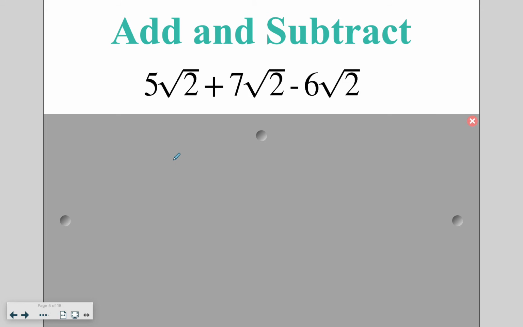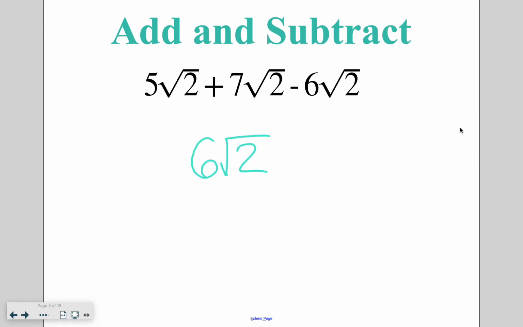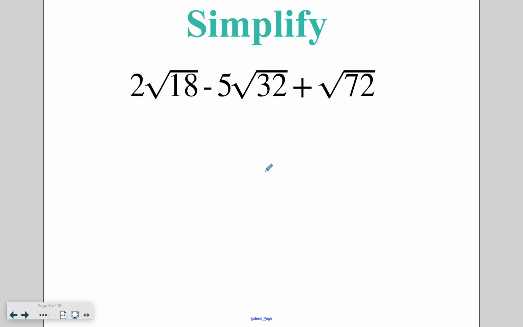Go ahead and try this one on your own. So for this, all three of our radicals are like, so I do 5 plus 7, which gives me 12. Subtracting 6 gives me an answer of 6 square roots of 2.